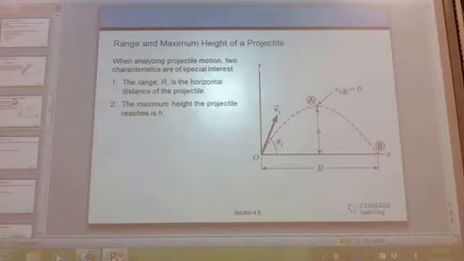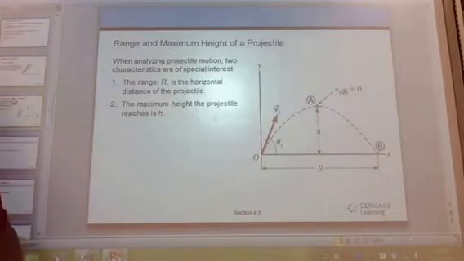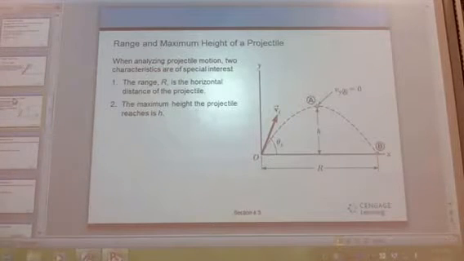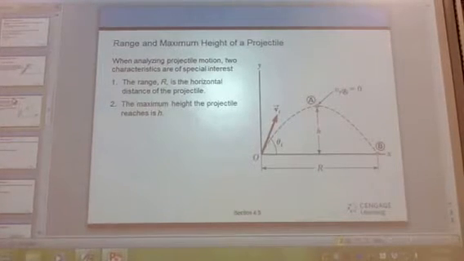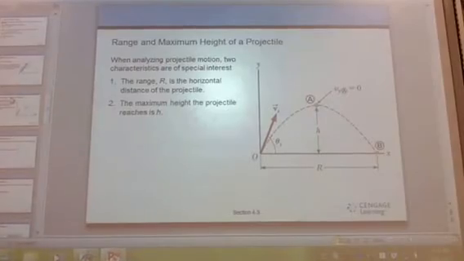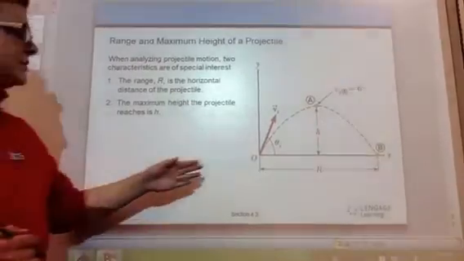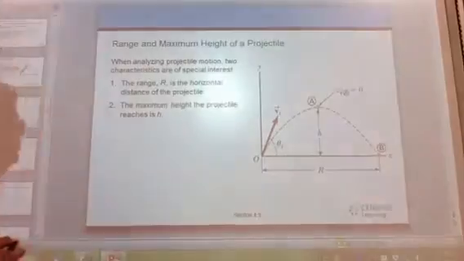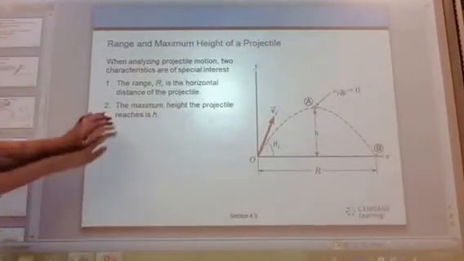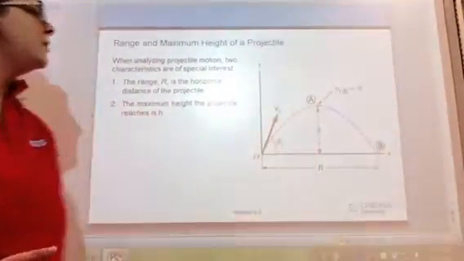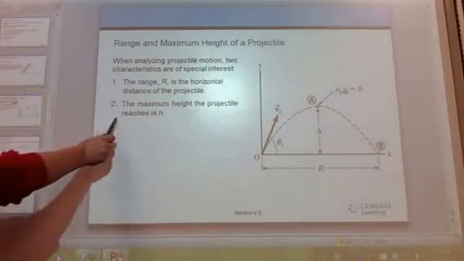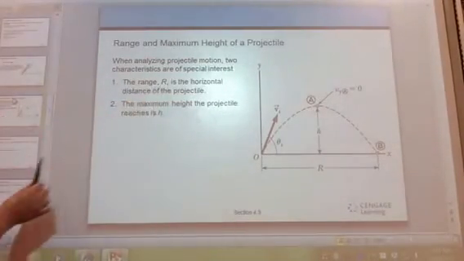We can also calculate range and maximum height. These are two very, very specific questions that our AP Physics test will ask. They love asking, can you calculate the range or can you calculate maximum height? And we know that range is just the horizontal distance of the projectile, so how far did that projectile or object move? And then maximum height is just that peak position of the projectile, which we can call h. Range we'll just call r.